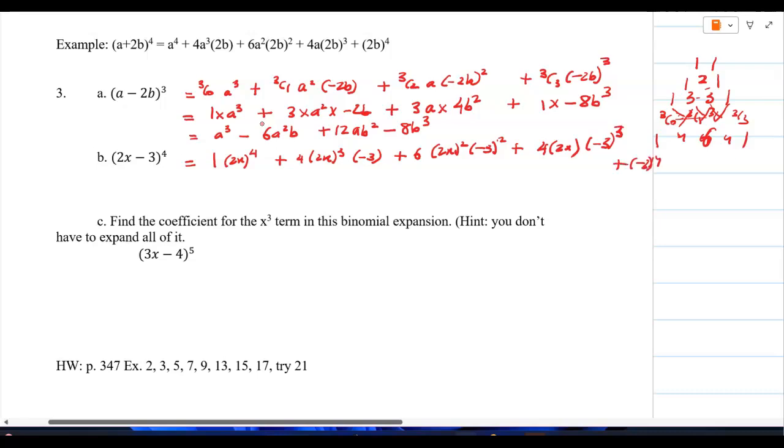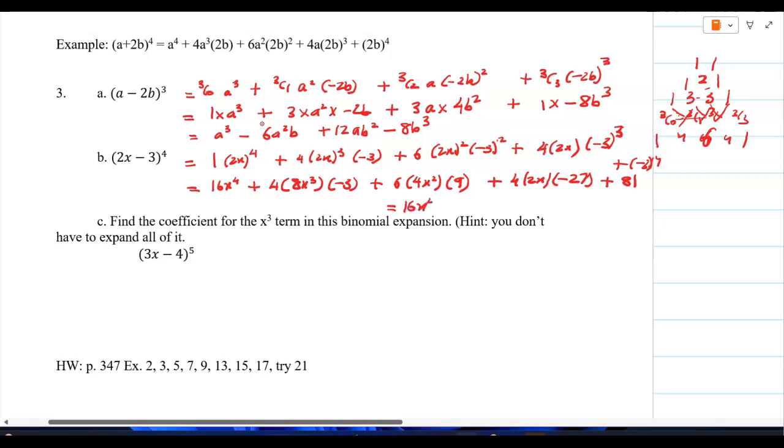So give yourself enough space. Now what do you do? Simplify. So 16x raised to 4. When you're writing this, simplify each term. This is 8x cubed, minus 3, plus this is 6 into 4x squared into 9, plus 4 into 2x into minus 27, plus 81. So now you simplify this.